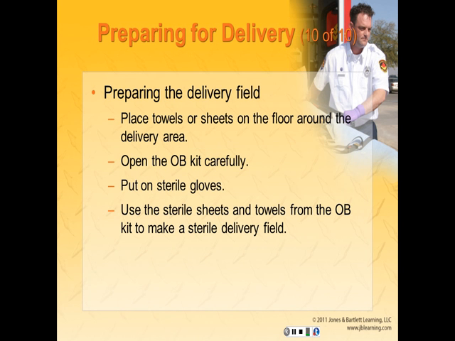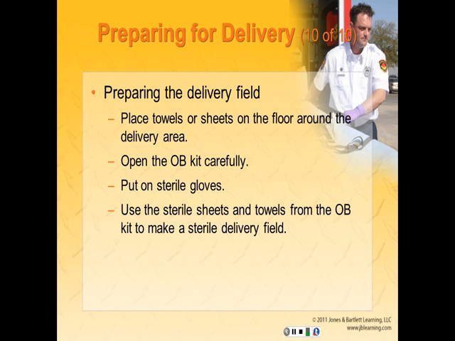Preparing the delivery field. Place towels or sheets on the floor around the delivery area to help soak up body fluids and to protect mom and baby. Elevate the patient's hips and support her head and shoulders with folded blankets or pillows. Open the OB kit carefully so that its contents remain sterile. Put on the sterile gloves. Use the sterile sheets and towels from the OB kit to make a sterile delivery field.